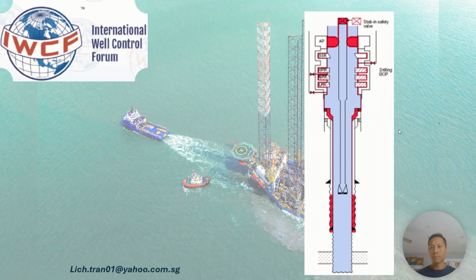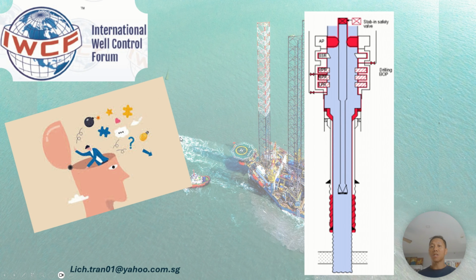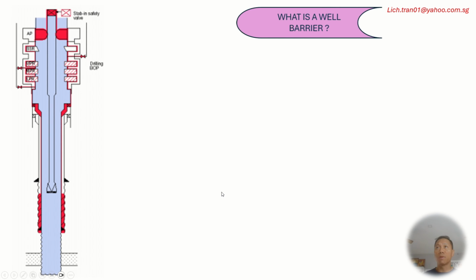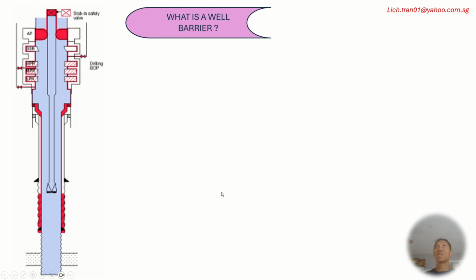Hello guys, welcome again. In this short video, I'm gonna debug the confusion that someone might have over the three most common definitions in well control. Number one is well barriers, number two is well barrier elements, and number three is barrier classification. Let's dive in. First of all, let's tackle the question, what is a well barrier?